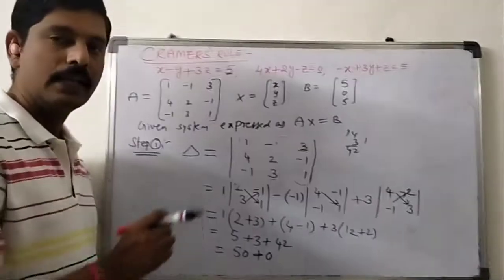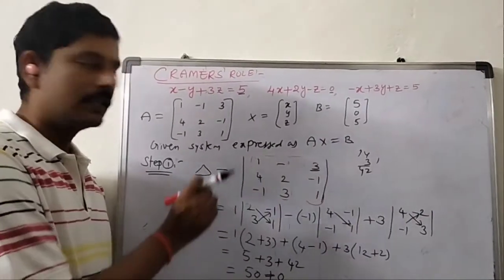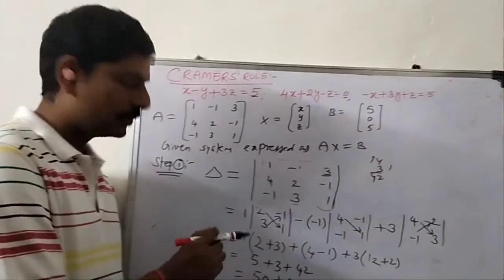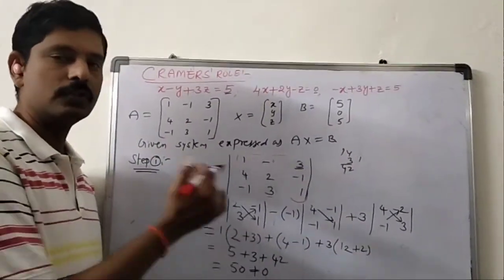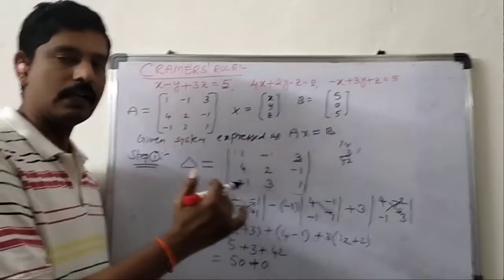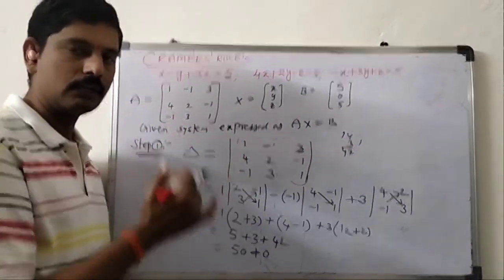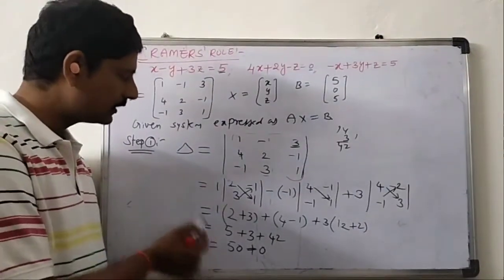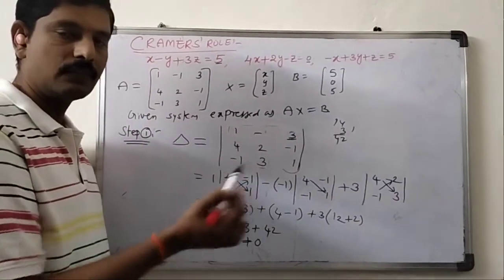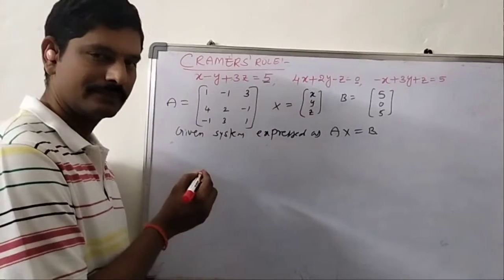So one thing you have to remember: if delta is equal to 0, then this method is not applicable. So here delta is not equal to 0, so this method is applicable. Now we have to find delta 1, delta 2, delta 3. Corresponding to delta 1, delta 2, delta 3, we get the values of x, y, z. Okay, this is step number 1. Step number 2 is finding delta 1.